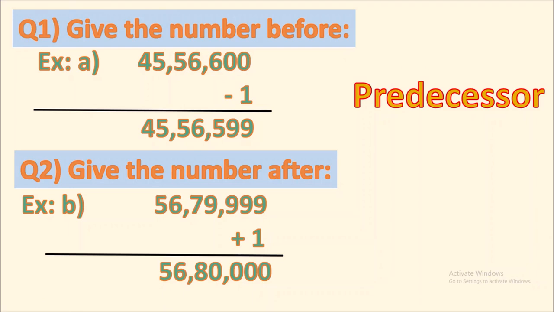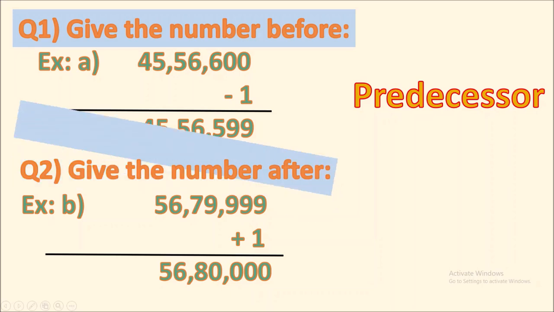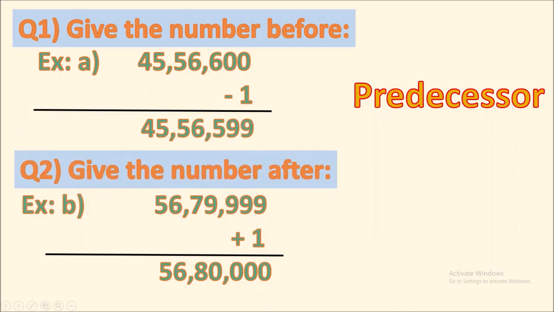So here the number is 56,79,999. To get the number after this, we need to add 1 to it. That will become 56,80,000. So what is the other name for after? It's successor. Successor. So that's all four concepts I have explained to you now.